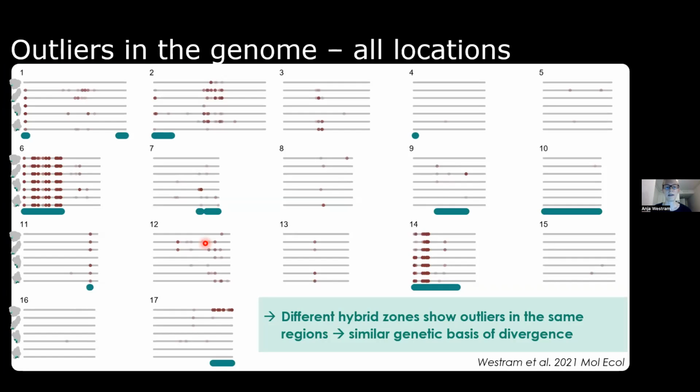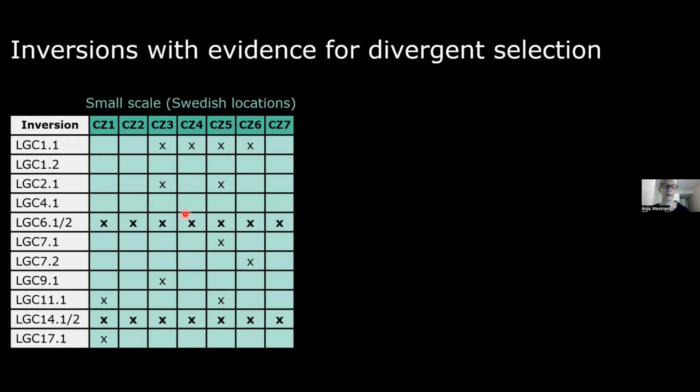But you can also see that this clustering of outliers in chromosomal inversions, so for example, here on linkage group 6 and 14, is definitely also the case for all these other contact zones that we have studied on the small scale. The exception is here for linkage group 17, which appears to play a role only in the first island that we studied. And then I just quickly made a table where I'm giving you an overview for the inversion. So this one will reappear later for the other geographical scales. So here we just have the 7 different contact zones that we studied.